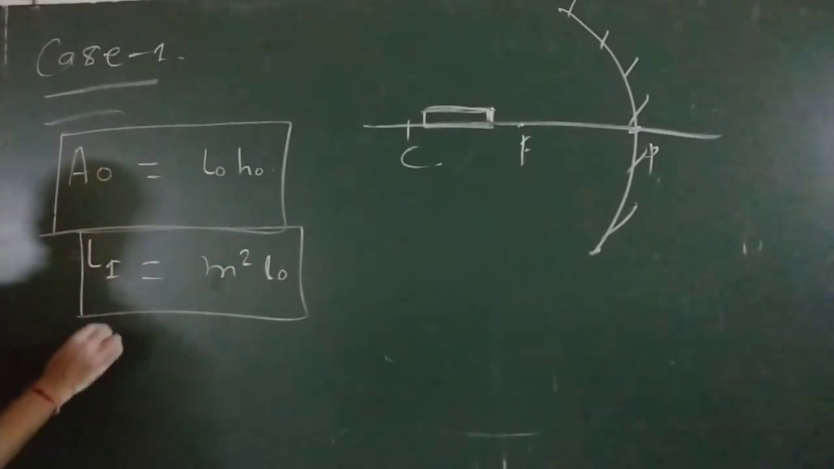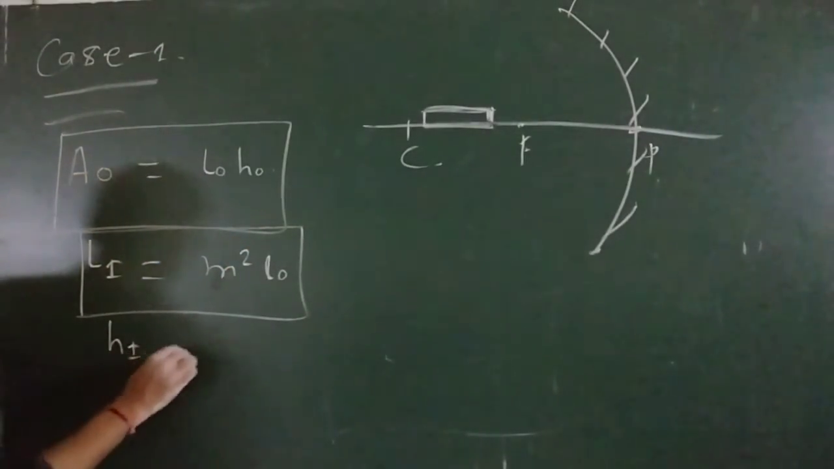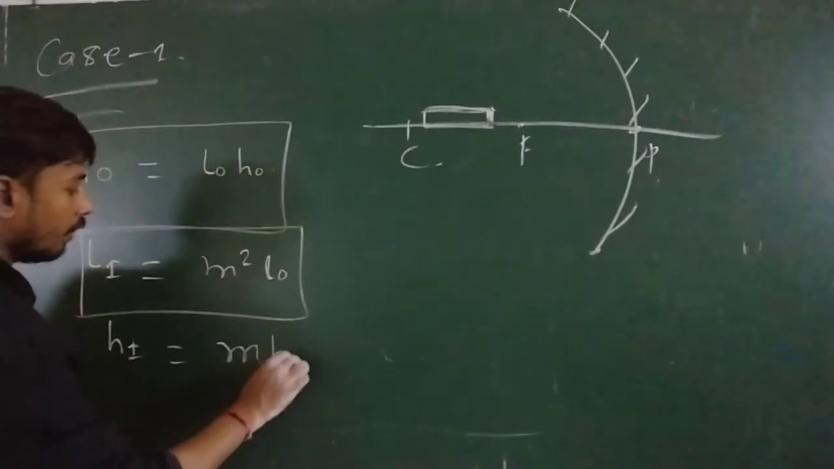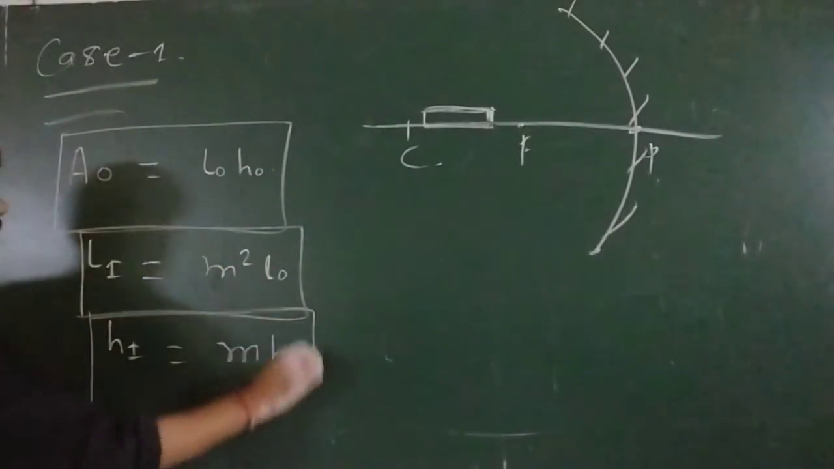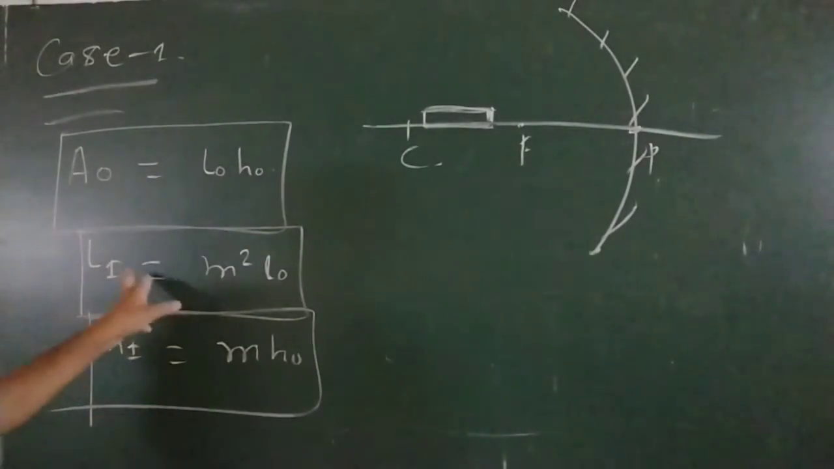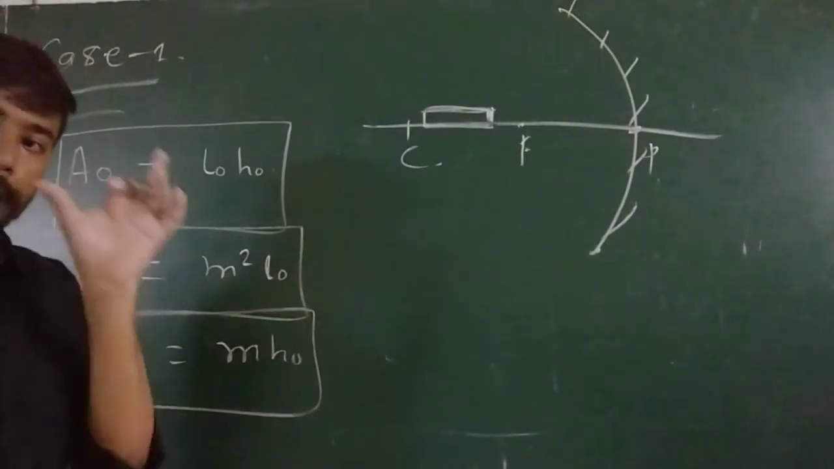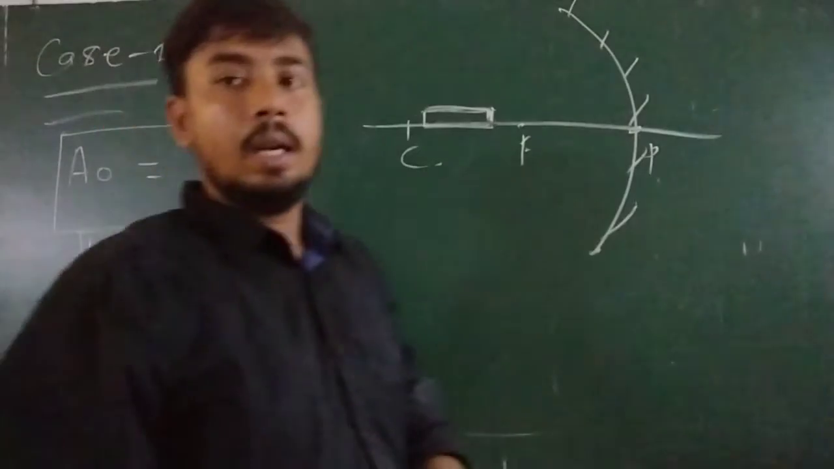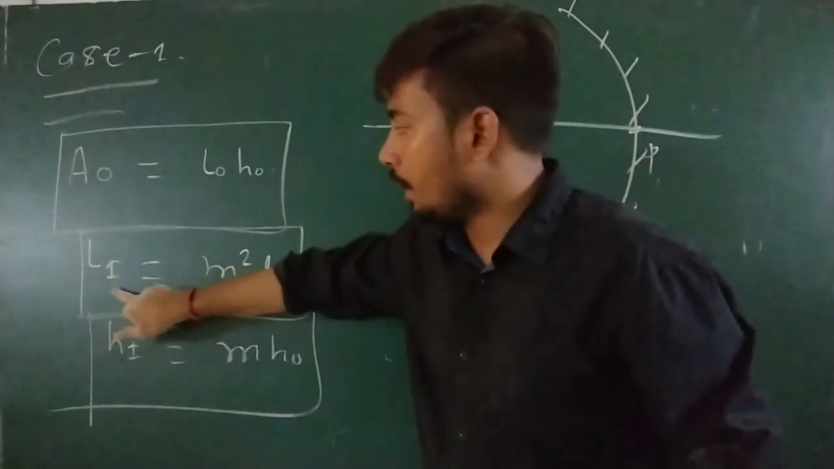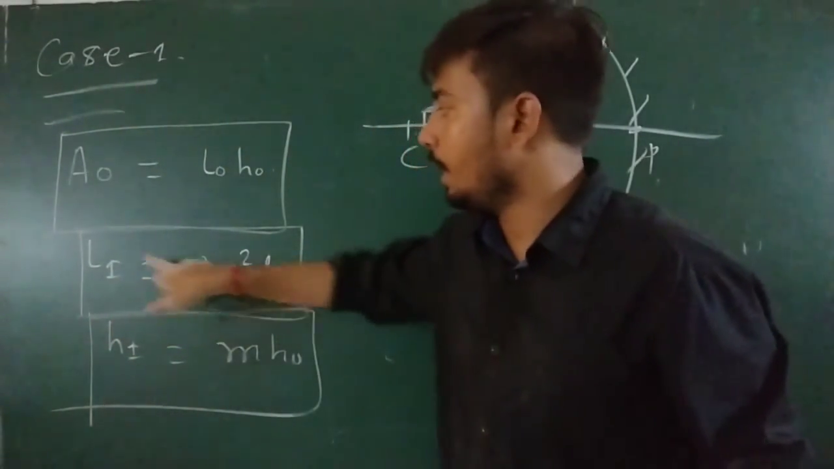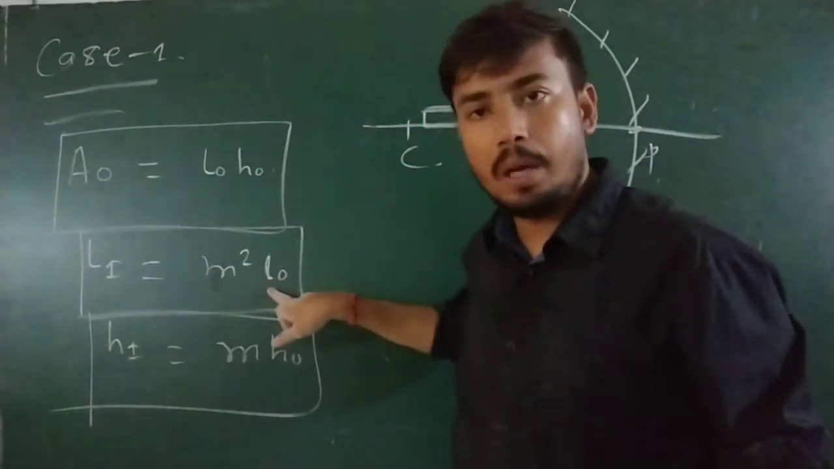Okay. What will be the height of the image? Height of image is m times height of object. Because we have already defined longitudinal magnification as m square, right? So longitudinal magnification is what? Length of image divided by length of object is equal to m square. So Li becomes m square into L naught.